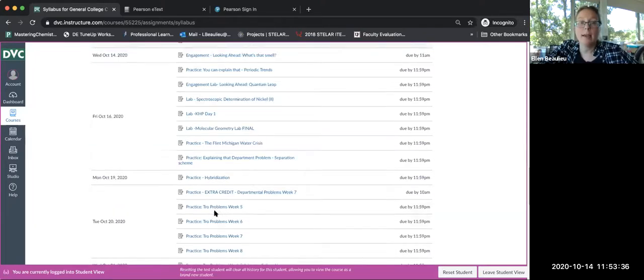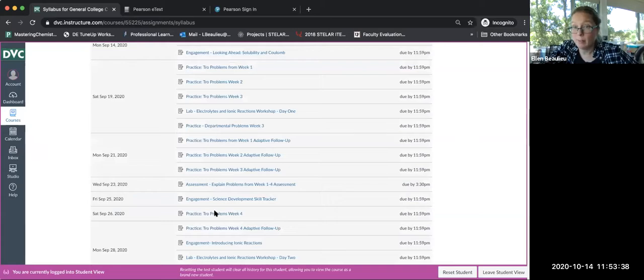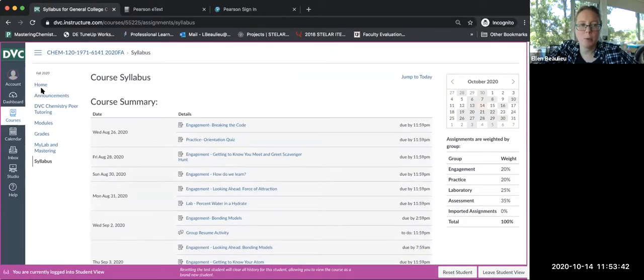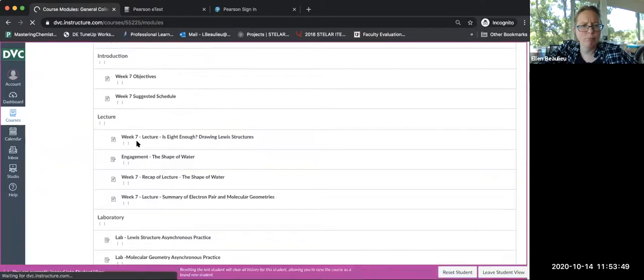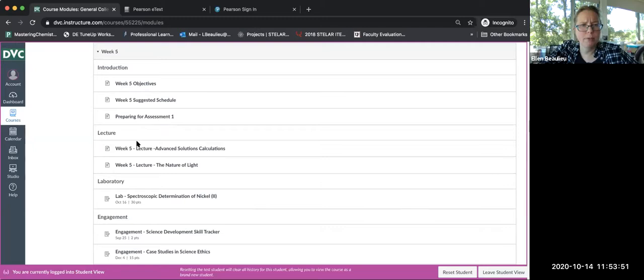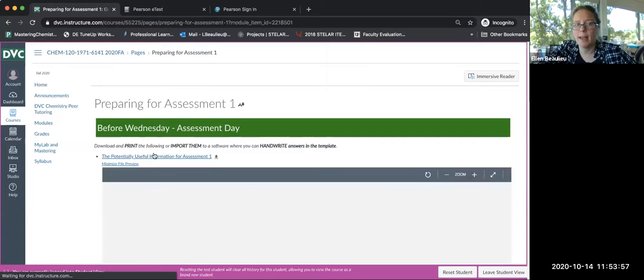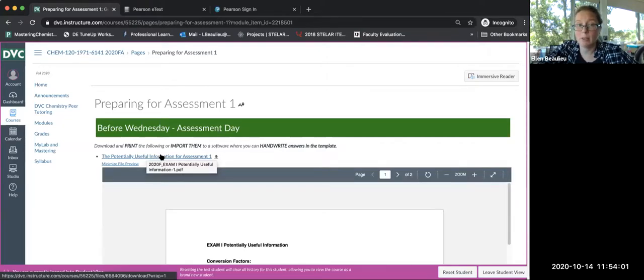Oh, next week you have an assessment. I will do the very same thing that I did last time, which is let's go back to what I did last time. Week 5. I will put a preparing for assessment 2 page together. And on that page, you will find the potentially useful information that you will be getting for assessment 2.